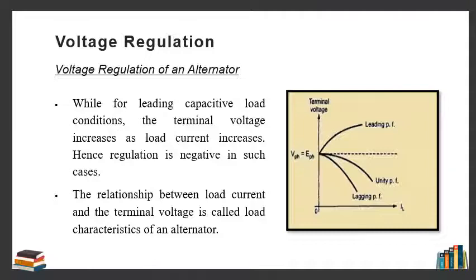The relationship between the load current and the terminal voltage is called the load characteristics of the alternator. You can see the diagram, and this is the load characteristics of the alternator, which plots the voltage against the current. On the X axis we take the load current, and on the Y axis we take the voltage. This characteristic is called the load characteristics of the alternator. Here, when we have a leading load, we get negative voltage regulation, and when we have a lagging load, we get positive voltage regulation.